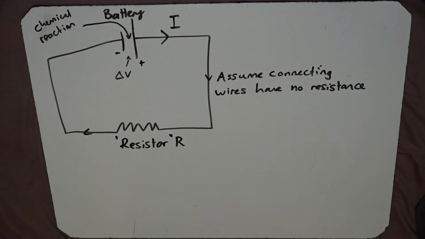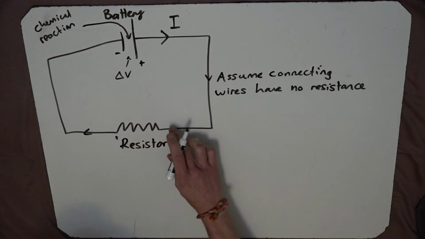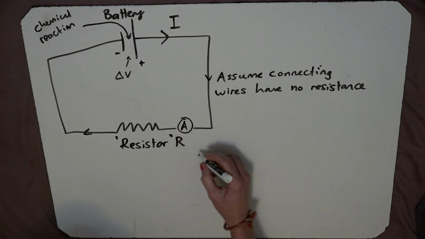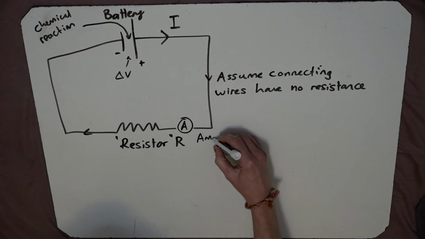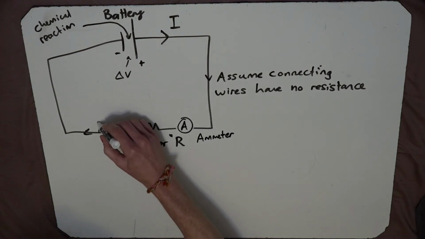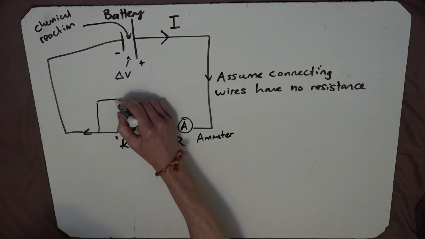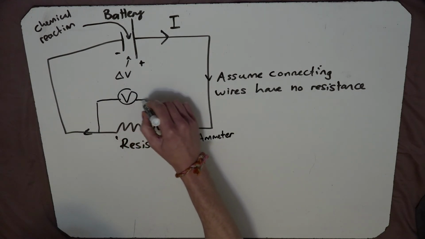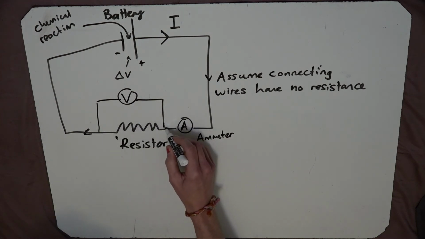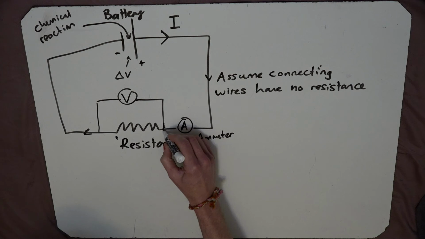Now, if we want to explore the relationship between the potential difference, the current, and the resistance of the resistor, what we need to do is insert an ammeter in the circuit like so. The ammeter will measure the current, and we also need to insert a voltmeter in the circuit like so. And this voltmeter will measure the potential difference between the two sides of the resistor.